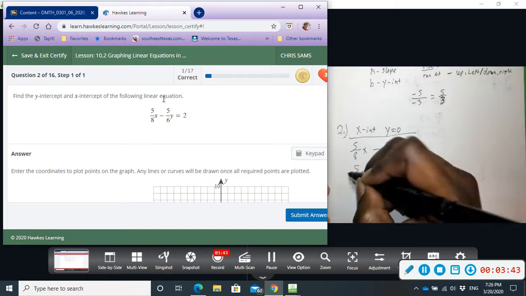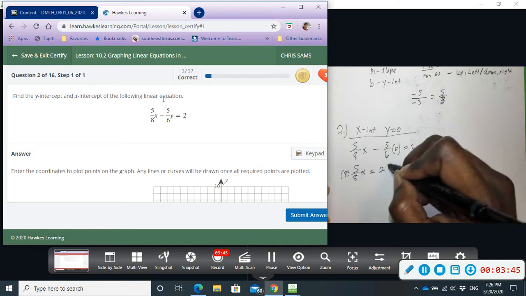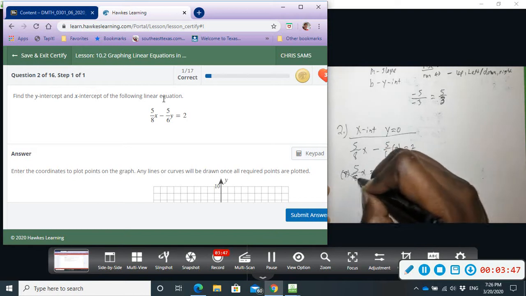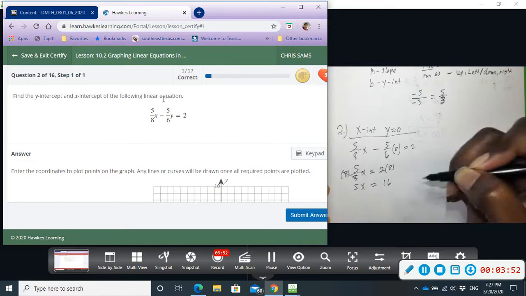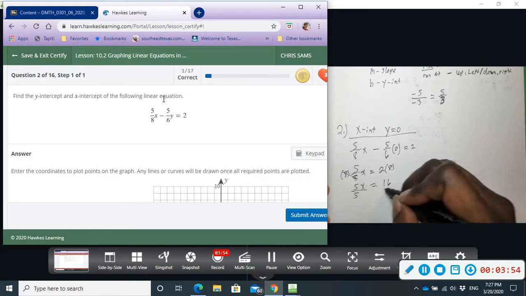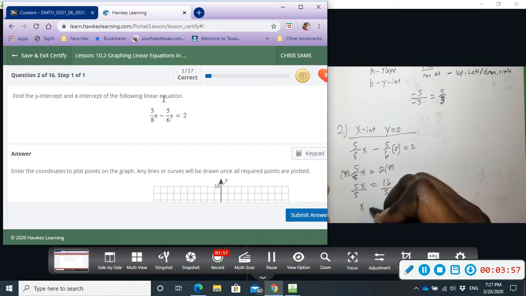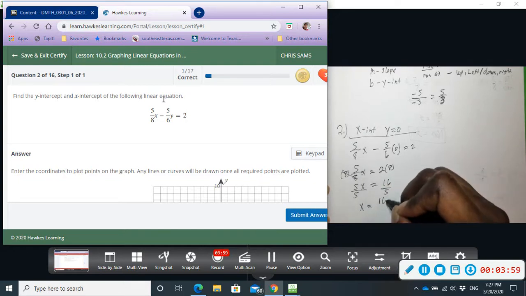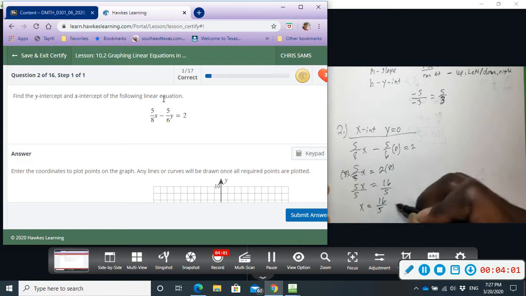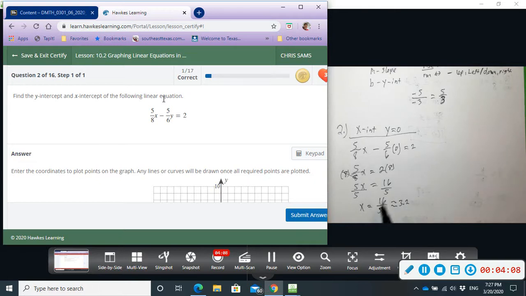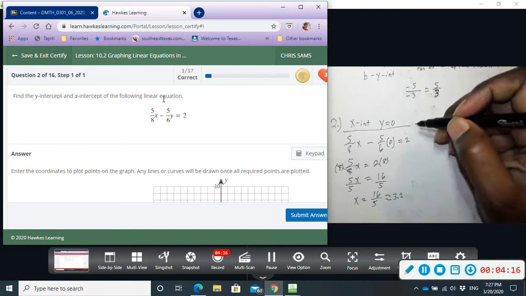Okay, to solve this, I'm going to multiply both sides by 8. That will divide out. I'm left with 5x equals 16. And divide both sides by 5, and we get x equals, just leave it at 16 over 5, which is approximately, 5 goes into 16 3 times, 3 and 1/5, so 3.2. But I think they're going to want you to write it as a fraction. Okay. And then we're going to find the y-intercept.